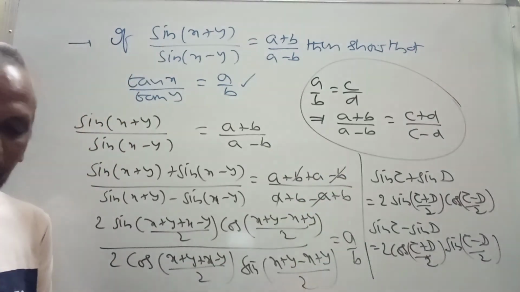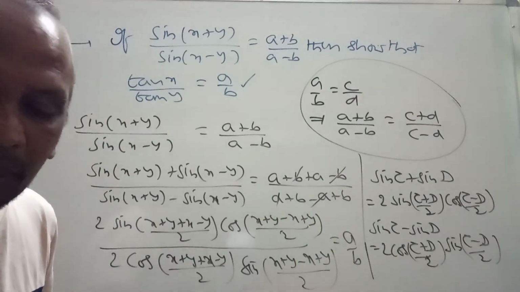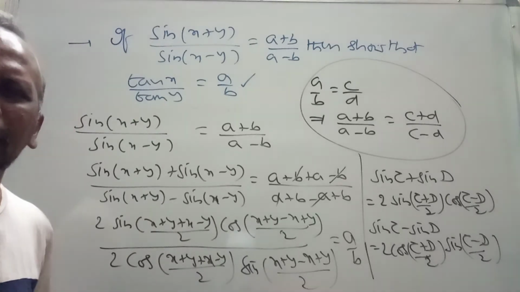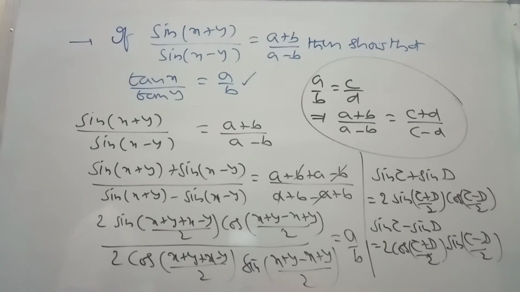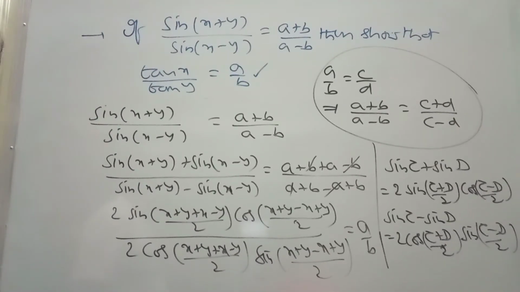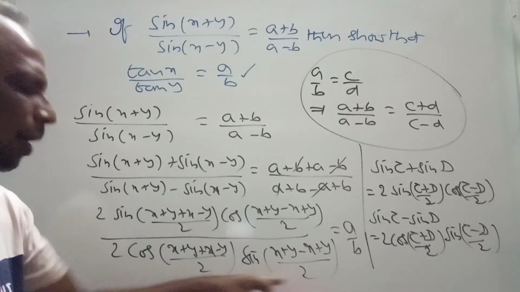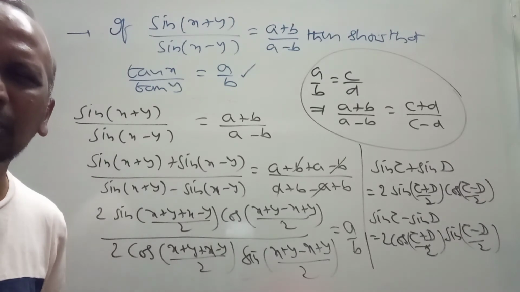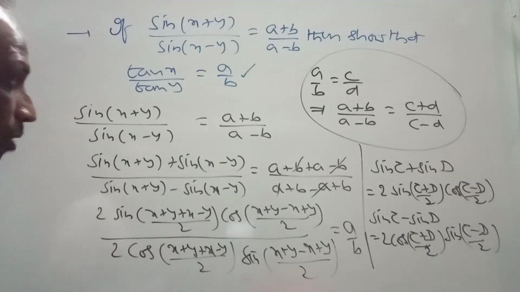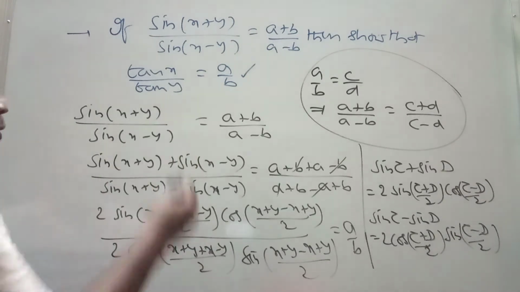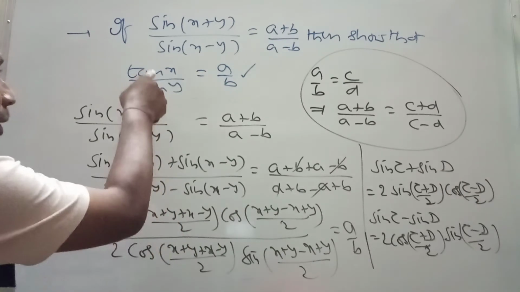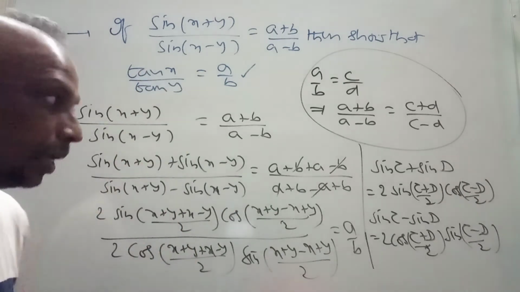The remaining terms I have written, which are a by b, right? I can explain that again. These values I have written. Now if I simplify this, the result I want is tan x by tan y is equal to a by b.